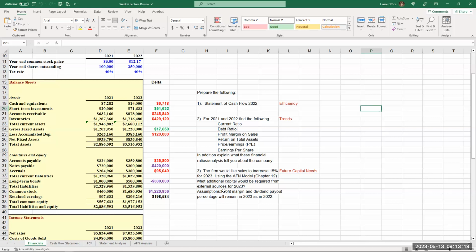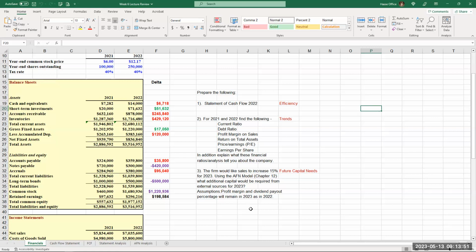The assumptions, naturally, in any modeling, there's assumptions. The profit margin and the dividend payout percentages will remain in 2023 as in 2022, because that's important. The profit margins that you make and the dividend payout mean how much excess profits you have available to fund your 15% increase in sales, which requires purchase of additional assets to fund those and produce those sales.